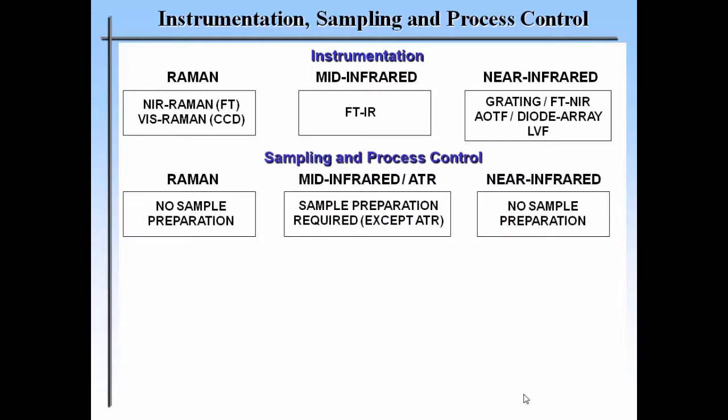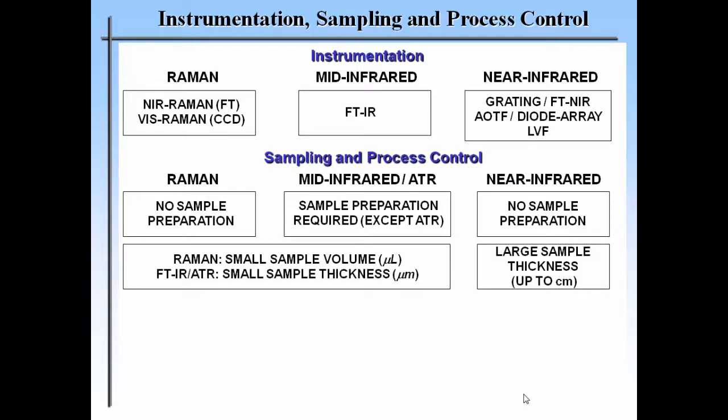Sampling and process control: you don't need sampling for Raman and for near-infrared. So you don't have to prepare the sample for the measurement. You use it as it is, which is, of course, very important for process control. In mid-infrared, you have only one technique where you do not have to prepare the sample, and this is a so-called attenuated total reflection. I will show you later how it works. In Raman, because you focus your laser beam on a very small portion of the sample, you have to make sure that this small spot of the sample is representative for a large sample, except if you have a flow-through system.